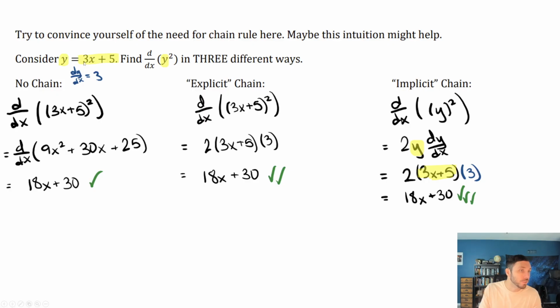So y is the 3x plus 5. I subbed that in. The derivative, dy/dx, of y is just 3. It's the slope, so I just plug that in. Hey, these look familiar. It's the same thing. So chain rule works, implicit differentiation works.